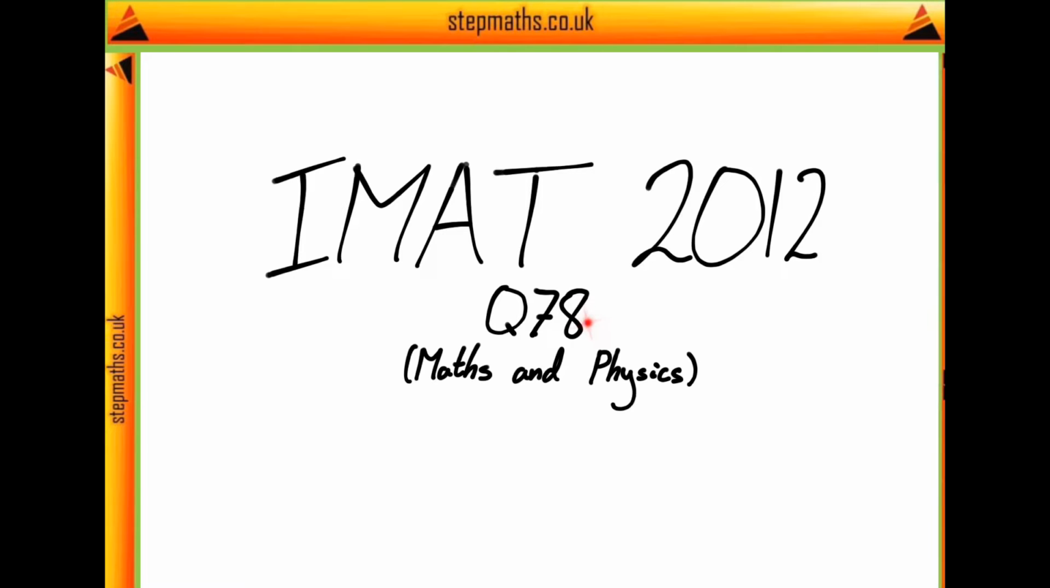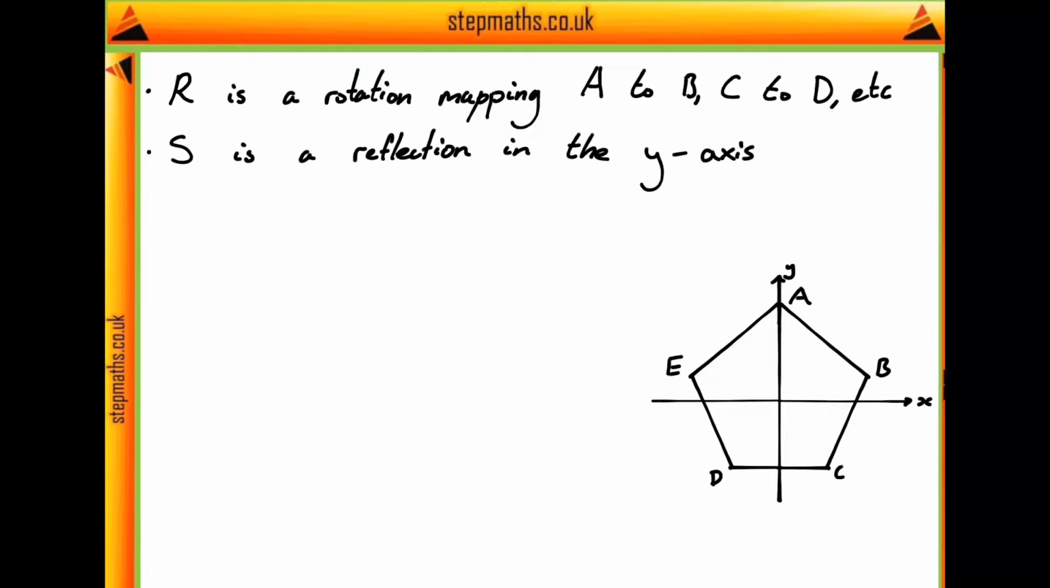Here we're going to look at question 78 from the IMAT 2012 paper. In this question, we're given this diagram of a pentagon with 5 sides labelled A through to E. What we're told is that R represents a rotation mapping, which just rotates A to B, B to C, C to D, and so on. We're also told that we have this symbol S, which represents a reflection in the y-axis.